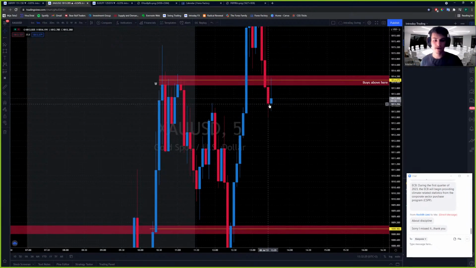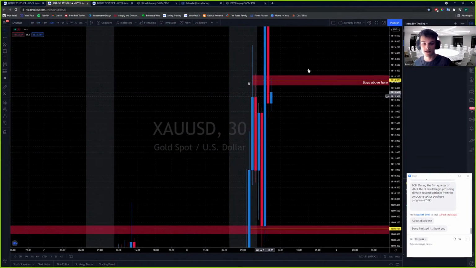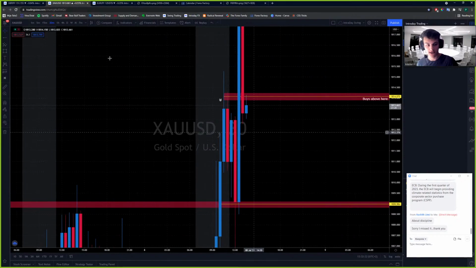So let's see if this 5-minute closes weak bullish as it is right now, and then breaks the low, breaks the 30-minute low. That'll be pretty good. So if this is a fake out. One second, I'll be right back.